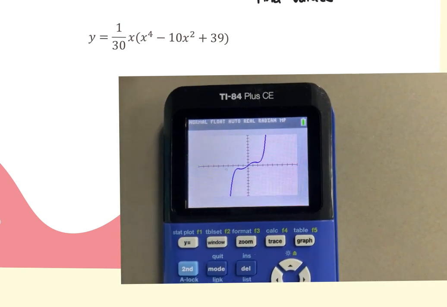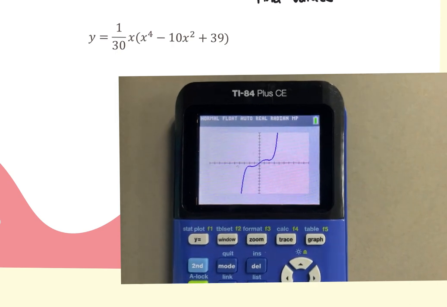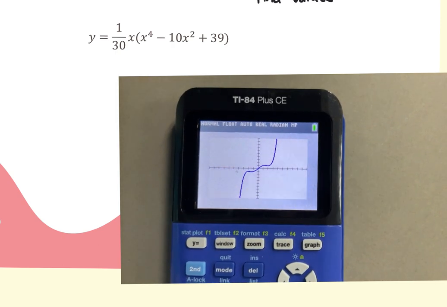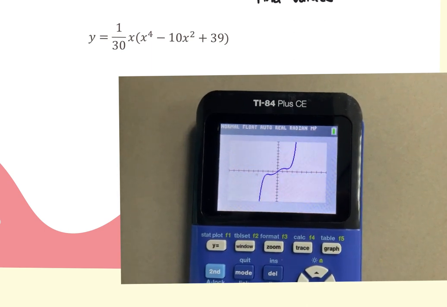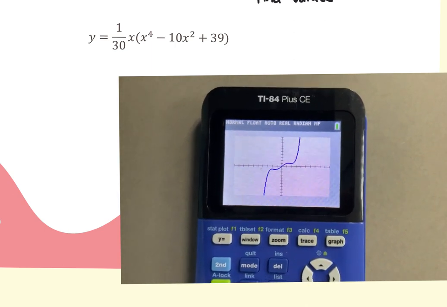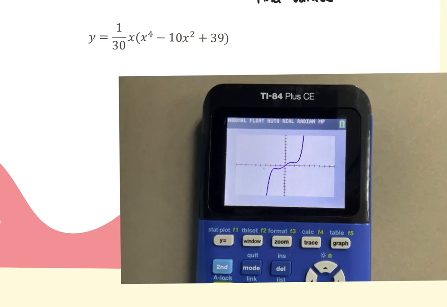How are we doing? Graphed? Yes? You don't want the calculator to be what holds you up, or your comfort level with the calculator. All right, so we're going to do a bunch of stuff with this.